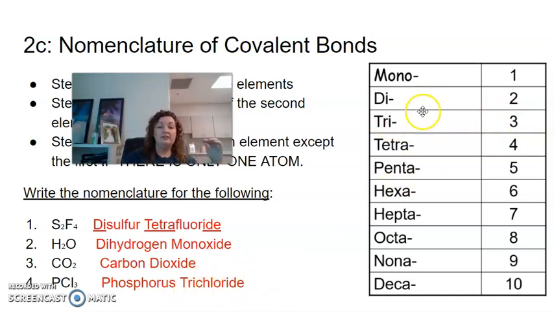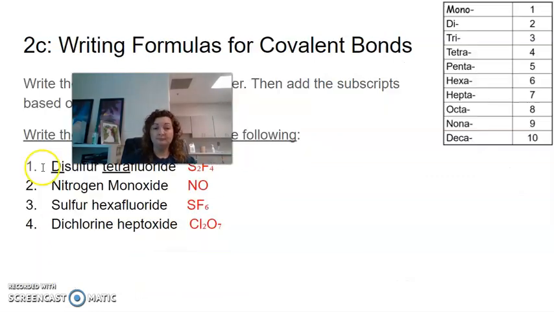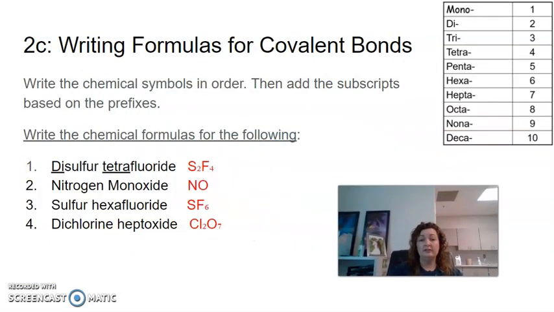And this is just something that you're going to have to memorize. So go ahead and start practicing these Greek prefixes. You're going to have them memorized. Make sure they're in your notes for the test as well. And let's go ahead and look at this one. So it says, we're writing it now for covalent bonds, okay? So write a chemical symbol in order, then add the subscripts based on the prefixes. We're now writing a chemical formula when we're given the name, the nomenclature, all right?